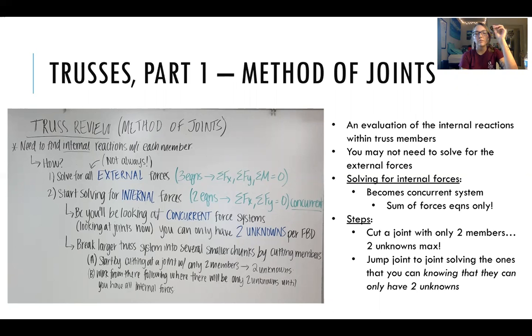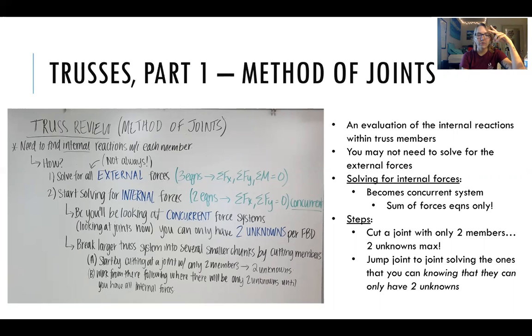So because you're looking at just one joint, every member that comes off of that joint intersects at the joint, right? Which means it's a concurrent system. So you only have two equations because all of your forces will have a perpendicular distance of 0. So that makes the moment equation useless. So you'll have two equations, sum of the forces in the x direction, sum of the forces in the y direction. And that's again because it's a concurrent system.